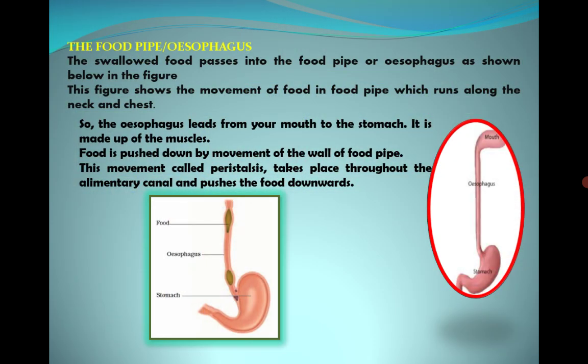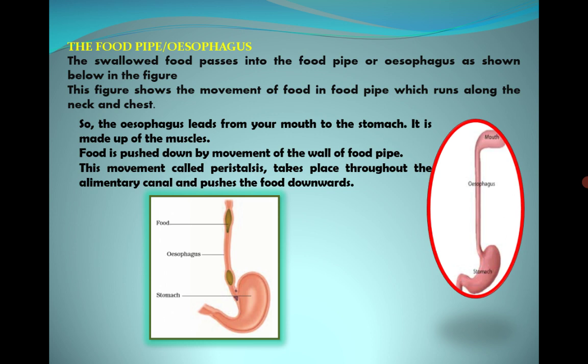The food pipe, which is also called the oesophagus. The solid food passes into the food pipe or oesophagus, as you can see in the given figure. This figure shows the movement of food in the food pipe, which runs along the neck and chest. So, the oesophagus leads from your mouth to the stomach.